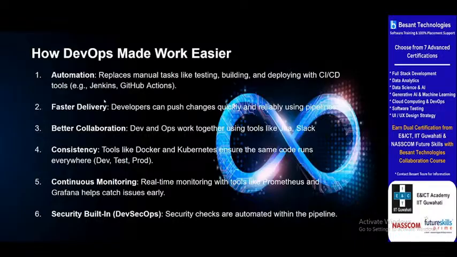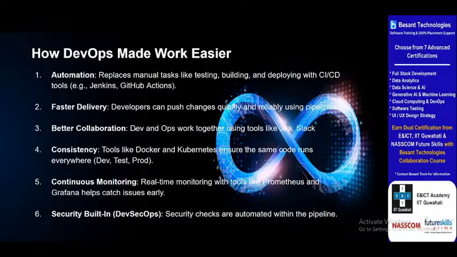Second is faster delivery. Like when you order something and in 10 minutes your order is ready for you. That is a very good example of how work is done much faster. Delivery is happening in a fraction of the time, minutes instead of hours. Because of this, developers can push changes quickly and reliably using pipelines. We will discuss more on this when we study Jenkins. Not to worry about it now.